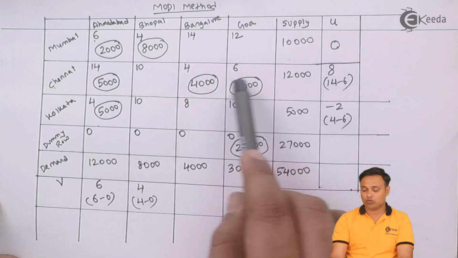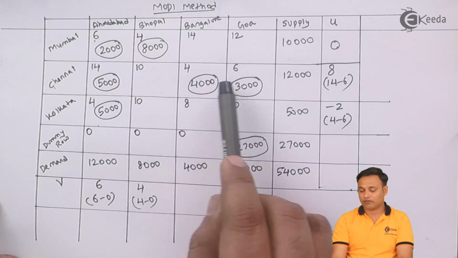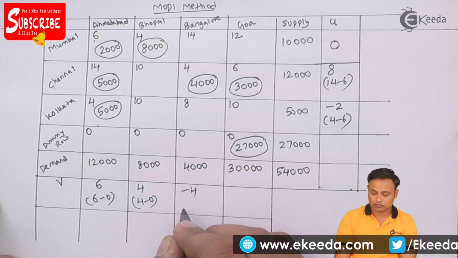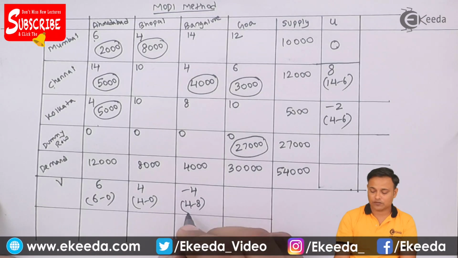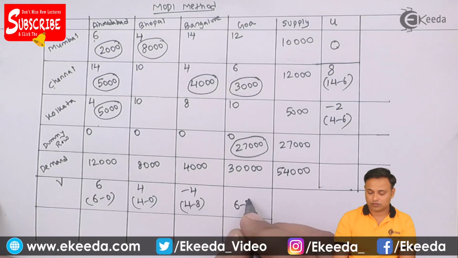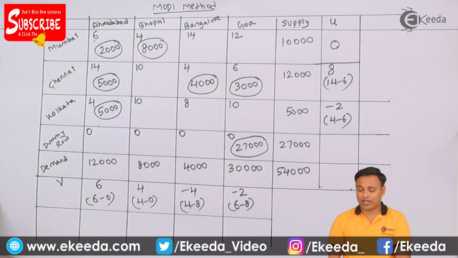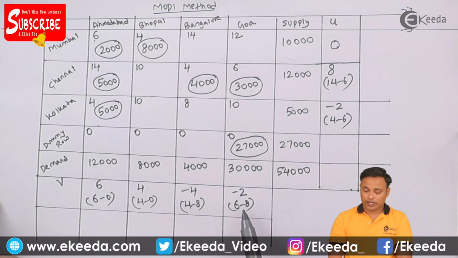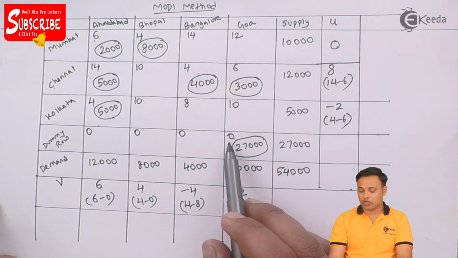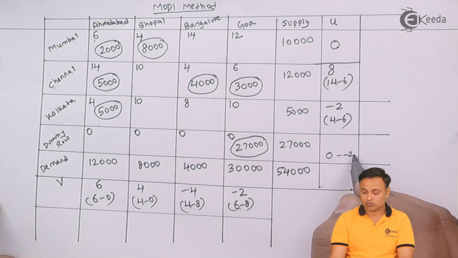Now I have got two more occupied cells against 8. One is 4 and one is 6. So 4 minus 8, minus 4, and 6 minus 8, minus 2. Then in this particular column we have one more occupied cell with cost 0. Here 0 minus minus 2 will be plus 2.